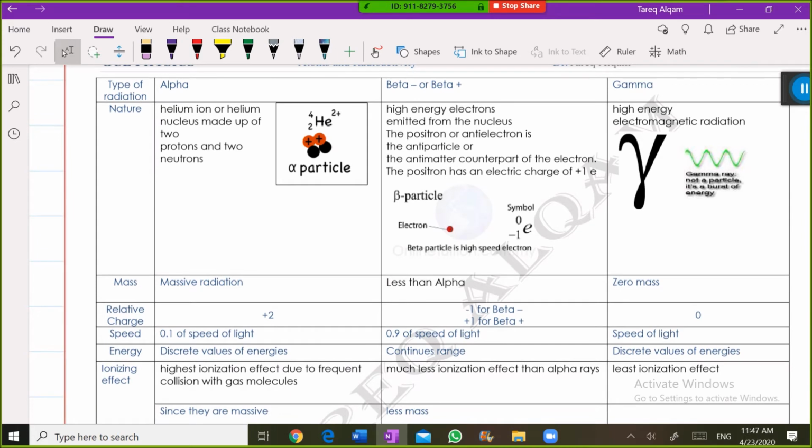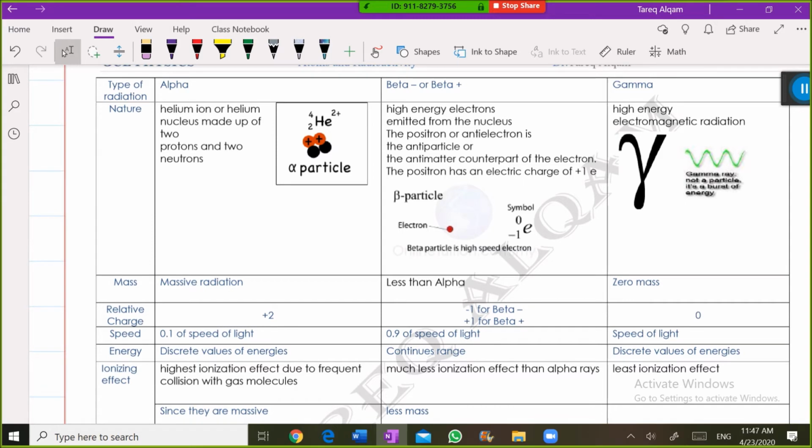I think most of you will also be familiar with this table. In this table, guys, we have to distinguish between these types of radiation, and you'll be asked about these things. First of all, alpha as a nature, as we mentioned before, is a helium nucleus, made up of two protons and two neutrons. If you write just helium in the external exam, it will not be credited. You have to write helium ion or helium nucleus.